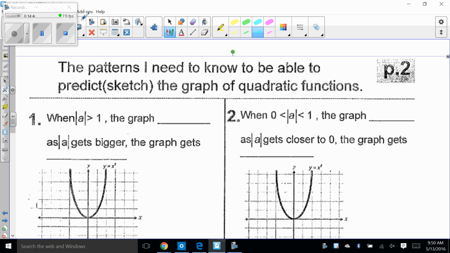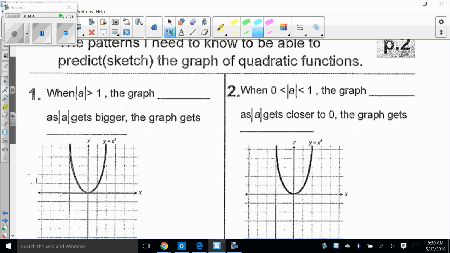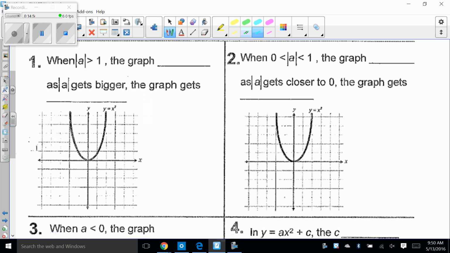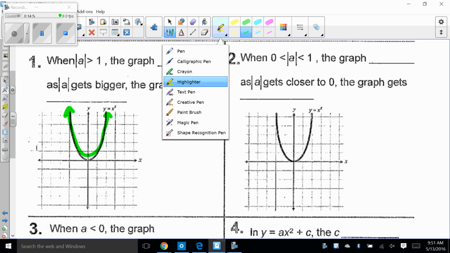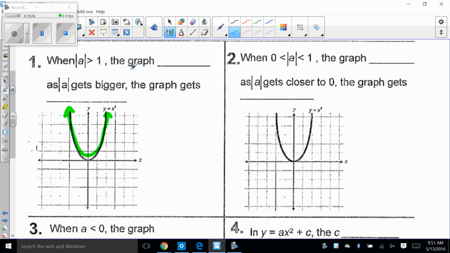So what happens when we have a change in the a value? So this is the base that we're going to go by all hour. Here's our y equals ax squared value. What happens as the a gets bigger? Well, first of all, if the a is bigger than 1, if it's positive, we know that the graph opens up.